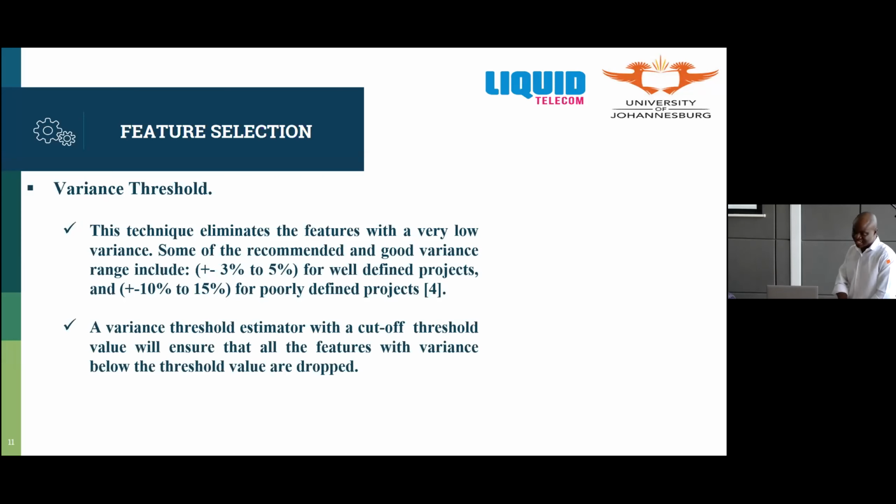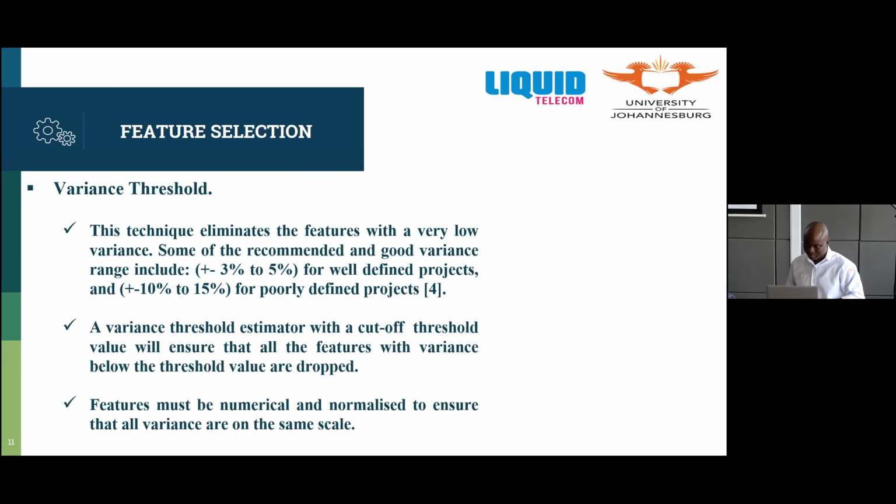Again, it's a variance threshold estimator with the cutoff threshold. Remember what I mentioned about the cutoff threshold value? It ensures that all features with variance below the threshold are dropped. All right. And then we said the features must be numerical. So before you apply variance threshold, make sure that all your features are numerical. Hence the reason why we converted all categorical features to numerical values.